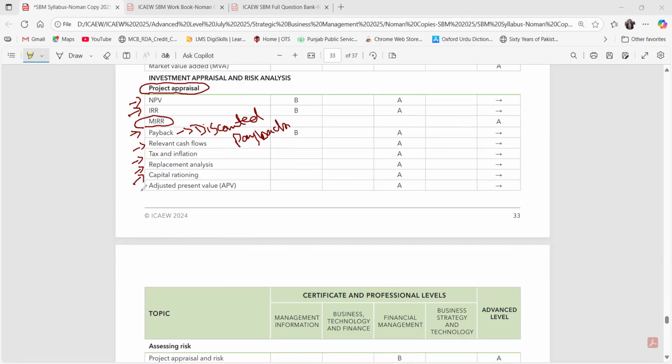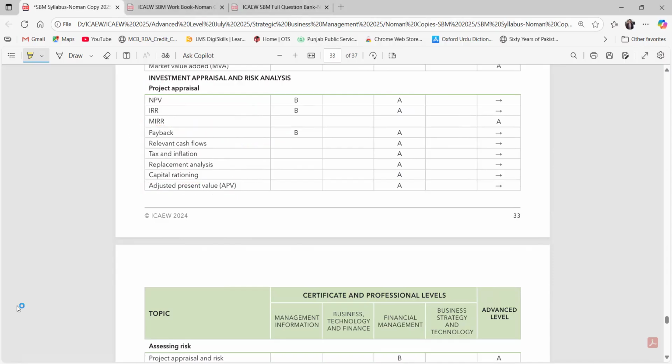Then we talk about APV, that is adjusted present value. Normally we talk about NPV, net present value. But what is APV? That is adjusted present value, an advanced technique of your NPV. So that's why we call it APV. And you see, there are some new topics in SBM that you have not studied in your earlier studies. So there are some new topics in your SBM exam, so we should be careful. We should study all of our topics, whether they belong to the basic or the advanced level.